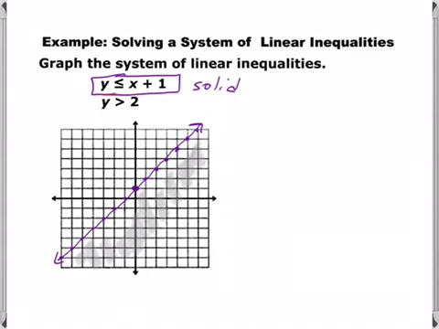For our second line, we've got y is greater than 2, which is a dashed line. And it's a horizontal line at 2. It's a horizontal, dashed line at y equals 2. And since it's greater than, we're going to shade above. As we do this, we should notice that our overlap of the two shaded regions is right here. So this is our solution area.